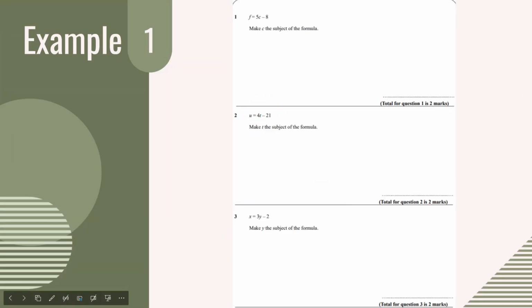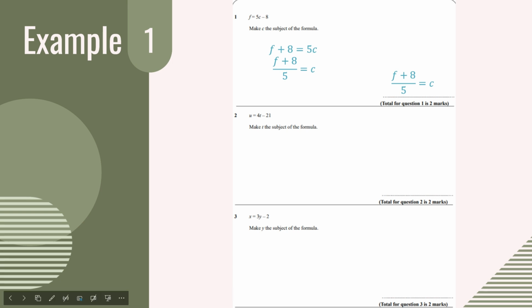Once again, it's that time to have a go at some Math Genie exam questions. Have a go, pause the video, and unpause when you've done. So, in our first question, f equals 5c minus 8. Make c the subject of this formula. So first, we plus 8 to both sides to get f plus 8 equals 5c, and then we divide by 5 to get c on its own. So our final answer will be f plus 8, divided by 5, equals c.